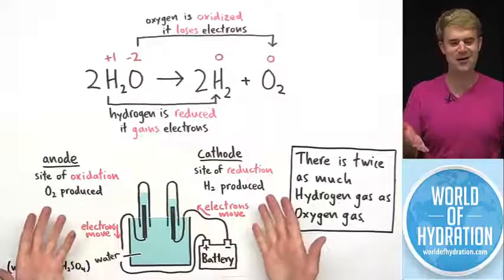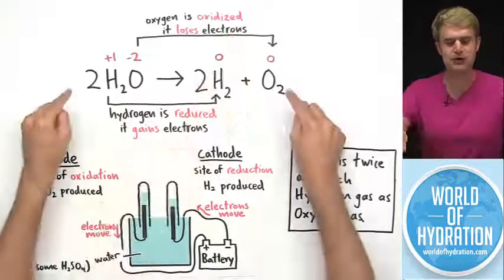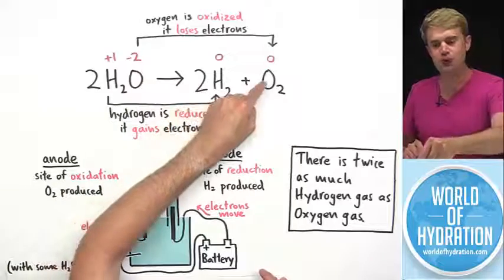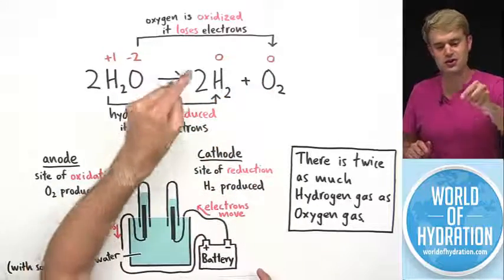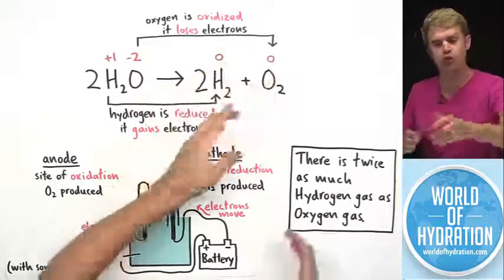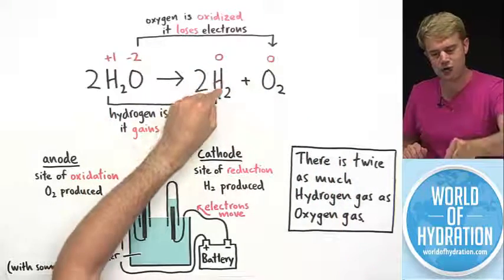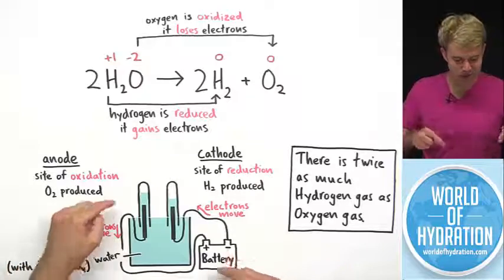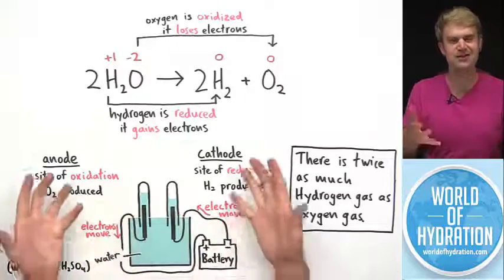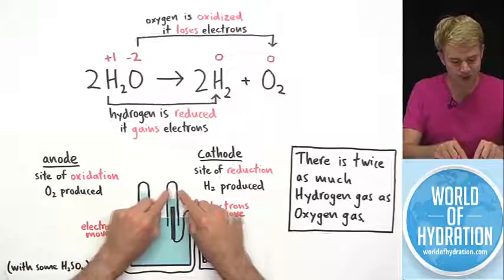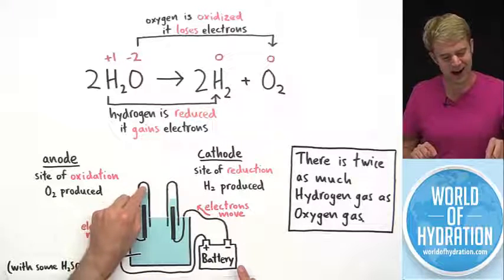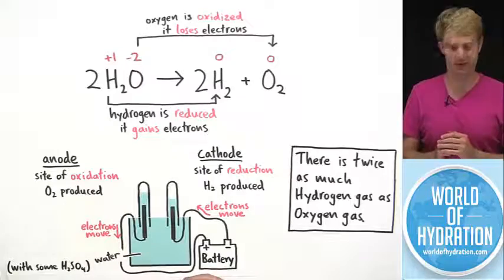Why is that? Well, take a look at this balanced equation here. We have 2 H2 and just 1 O2. So there is a 2-to-1 ratio of hydrogen gas to oxygen gas. So that means that when we do this electrolysis, we are physically going to get twice as much hydrogen gas in this test tube as we get oxygen gas over here.